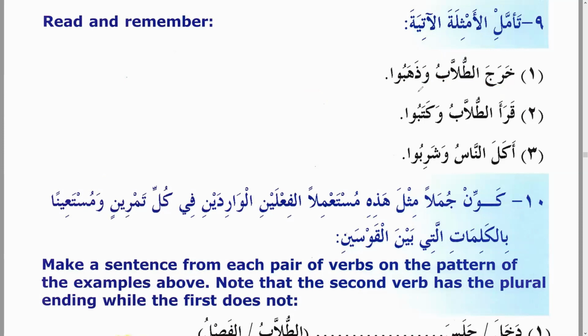Similarly, qara'at tullabu wa katabu. The boys, the students read and they wrote. Akalan nasu wa sharibu. The people ate and drank. See, plural, because the subject is not coming here, we are using the waw. Here I cannot use the waw because tullab is coming. The subject is coming.